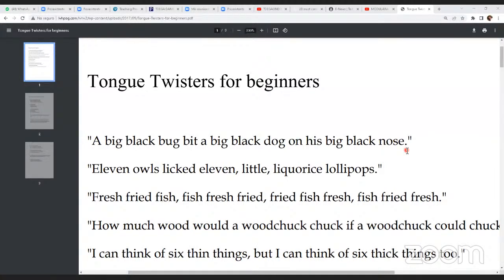Eleven owls licked eleven little licorice lollipops.